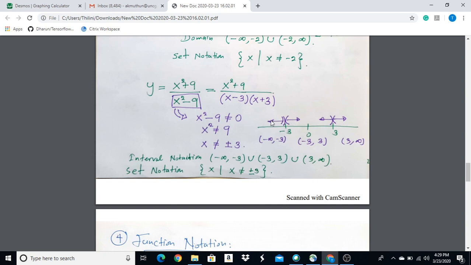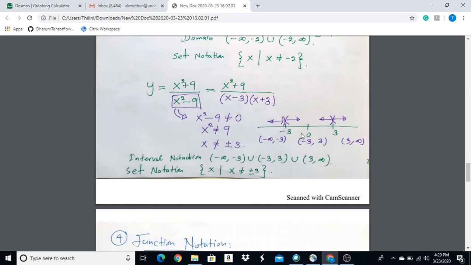So now we have three intervals. One is less than negative 3, another is between negative 3 and positive 3, and the last one is from 3 to infinity. So these are the three intervals that we have. These are also disjoint intervals, with no intersection, so we have to join them using the union notation. So I'm joining negative infinity to negative 3, union negative 3 to positive 3, union 3 to infinity. So this is the interval, or the domain, of that function.